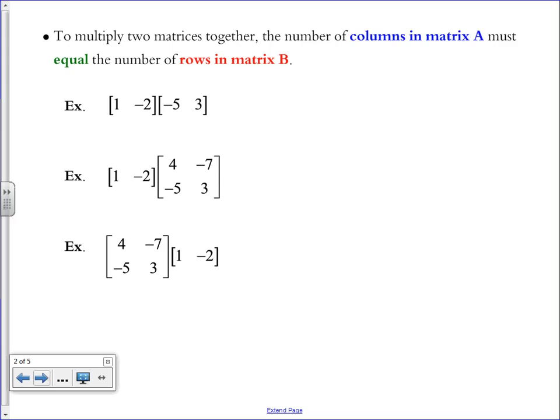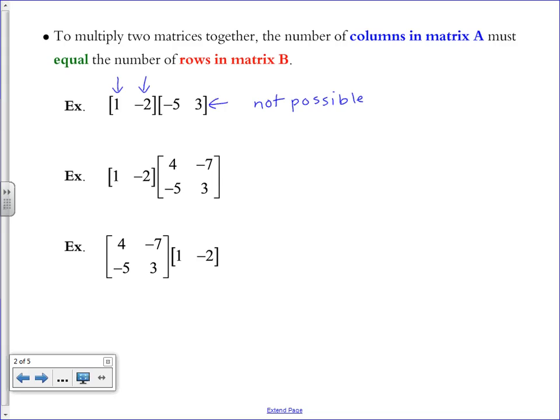You count the number of columns in the first matrix, which here is 2, and the number of rows in the second matrix, which here is only 1. And if those two numbers are not equal, you cannot multiply the two matrices together. It is not possible to find the product of this matrix times the second matrix.